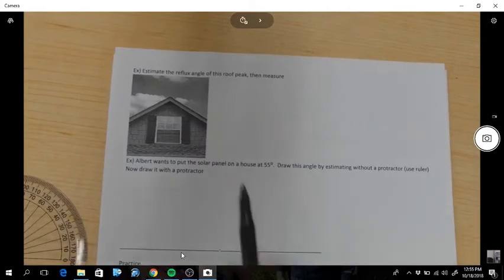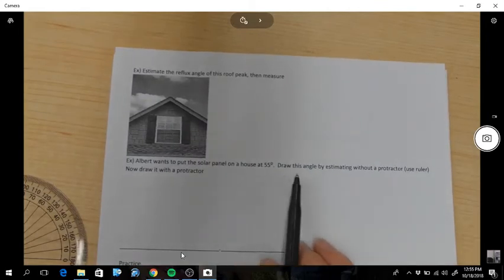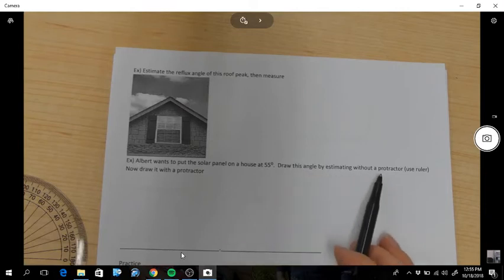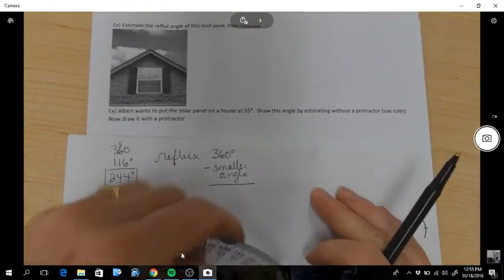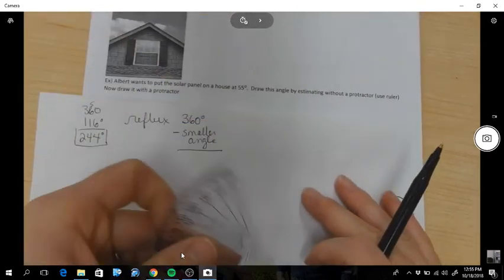Albert wants to put a solar panel on his house at 55 degrees. Draw the angle by estimating with a protractor. So just draw an estimate, so that's up to you. And in drawing the angle, here's what you do.